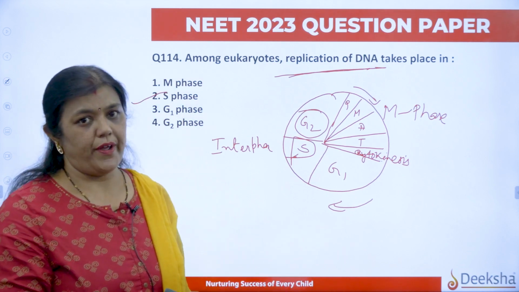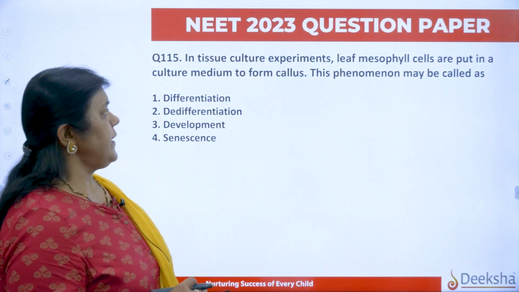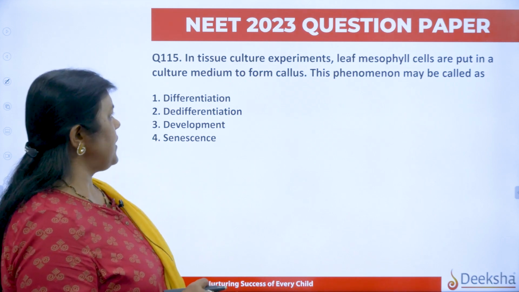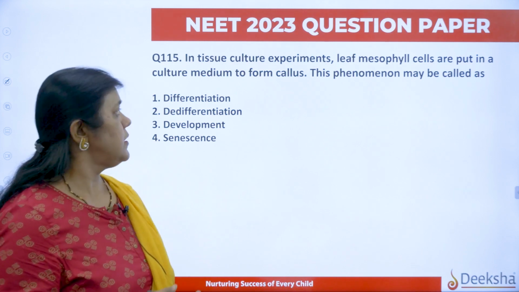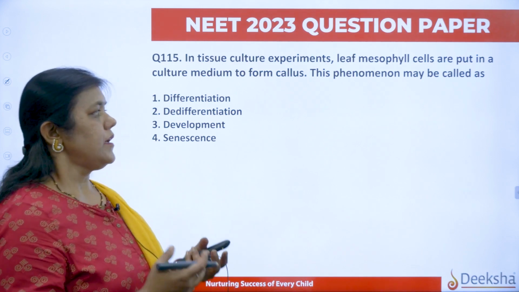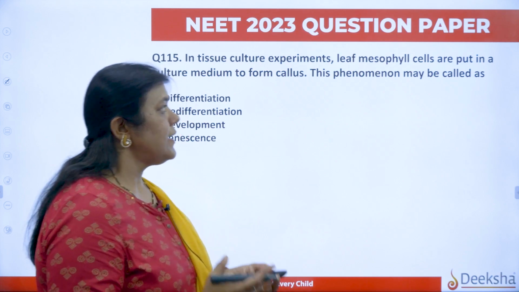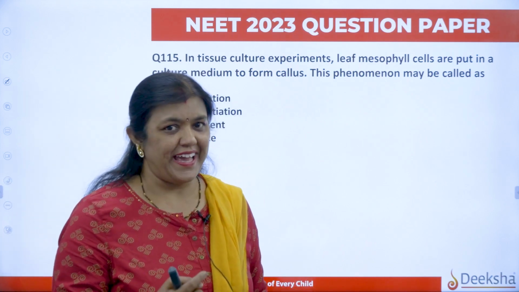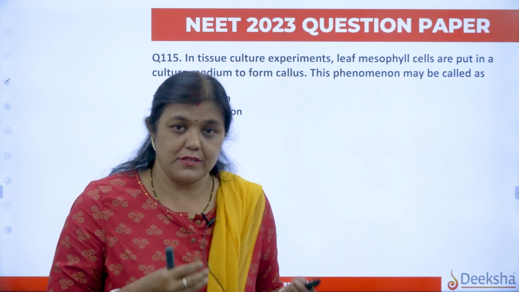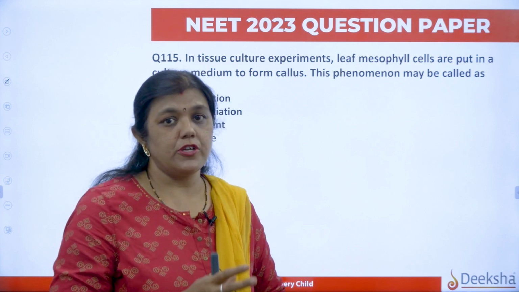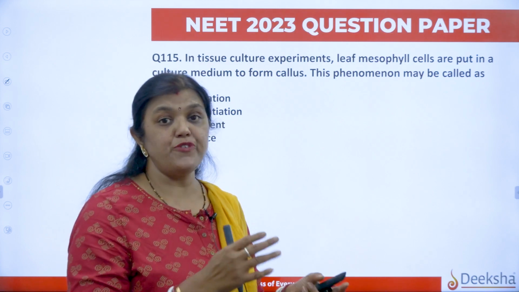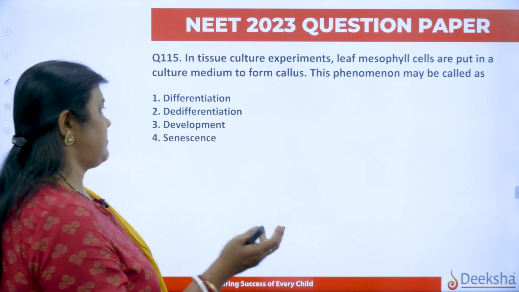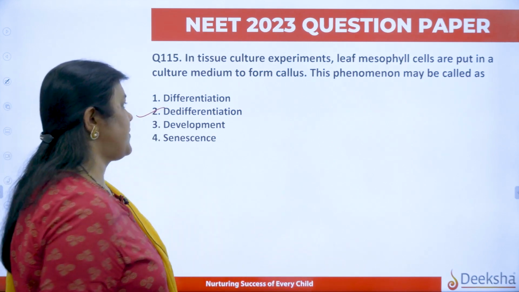Question number 115 says that in tissue culture experiments, leaf mesophyll cells are put in a culture medium and form callus. This phenomenon may be called, here the leaf mesophyll cells are de-differentiating to form the callus. The process by which callus formation takes place from the leaf mesophyll cell is called de-differentiation. And do we have that option? Yes, the second option, de-differentiation.